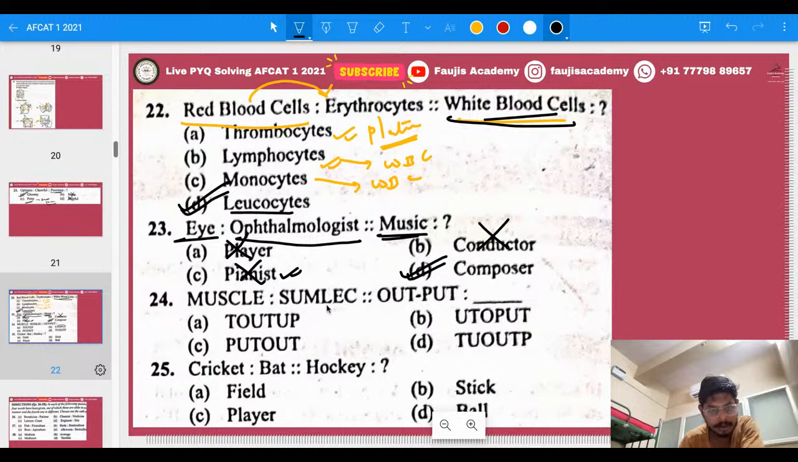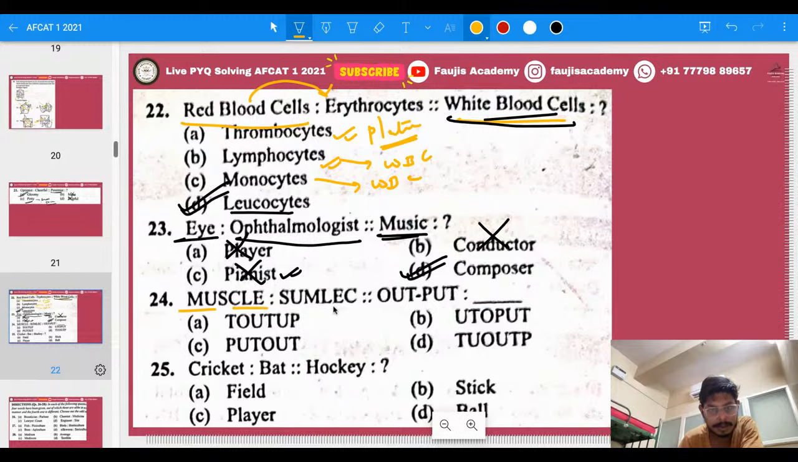Muscle is to samlek. Okay. Question number 24, guys. Yep, absolutely, 24. Quick. 24, guys. Question number 24.